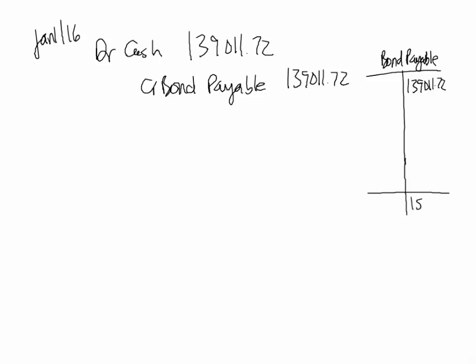$150,000. So what we're going to have to do is over the next 4 years, we're going to have to do 4 entries that will bring the value up to $150,000. So let's do the chart that will show us what's happening here.